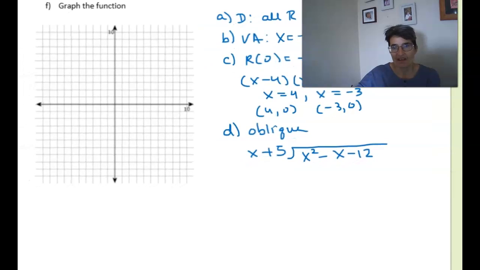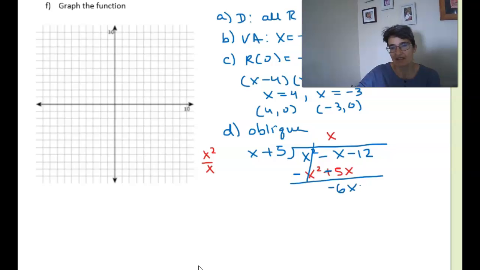Alright, so x squared divided by x is equal to x. That goes on top, multiply back in. So we have x squared plus 5x. Now we need to subtract both terms. This cancels out. This gives me -6x minus 12. Right, next round, we divide -6x by x and we get -6.